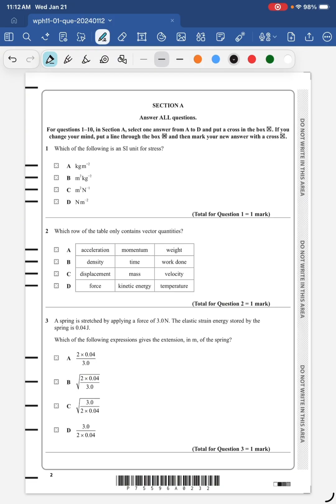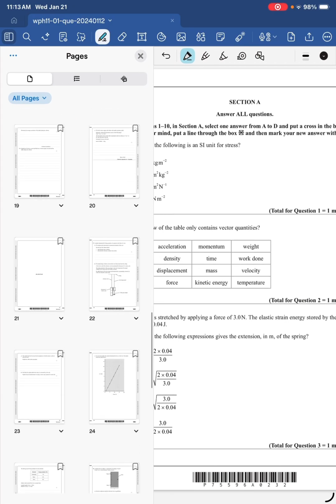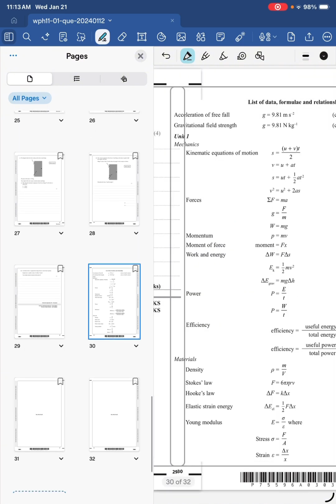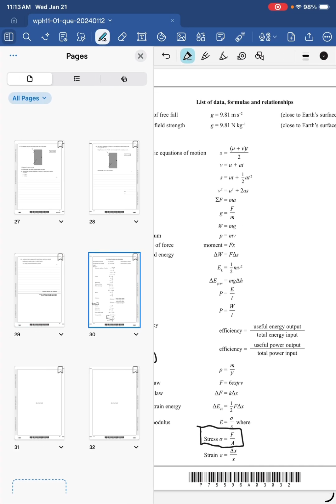So let's start now. Question 1. Which of the following is an SI unit for stress? You can always go to the back of the paper and find, they give you most of the formulas you will need. I know the definition of stress, but I just want to show you that even if you forget, you can go to the back of the paper. Stress is related to materials, so you skim through the equations they give you and you find stress.